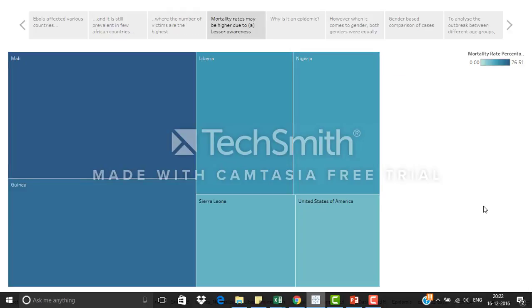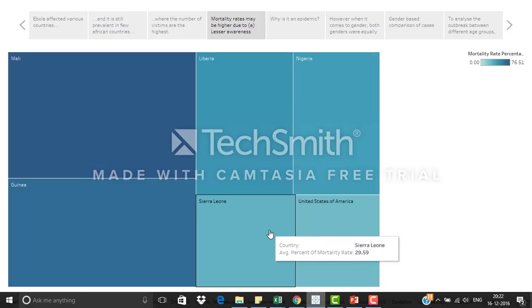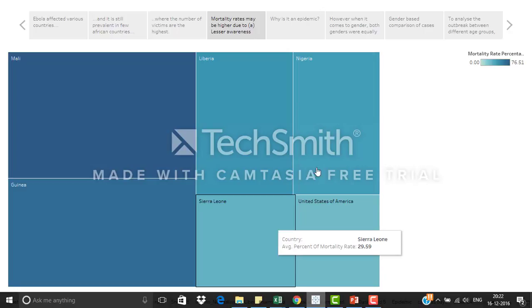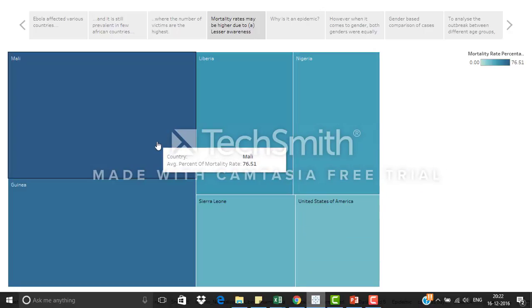In the tree map, we try to visualize the mortality rate of all the Ebola-affected countries. Even though from the last graph we saw that Sierra Leone has the highest number of cases, the mortality rate is comparatively less in Sierra Leone compared to other African countries. Mali has the highest mortality rate.